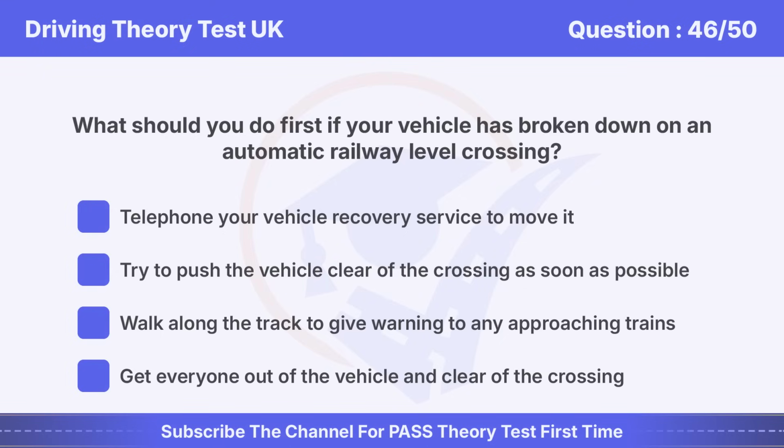Question 46. What should you do first if your vehicle has broken down on an automatic railway level crossing? Option A. Telephone your vehicle recovery service to move it. B. Try to push the vehicle clear of the crossing as soon as possible. C. Walk along the track to give warning to any approaching trains. D. Get everyone out of the vehicle and clear of the crossing.